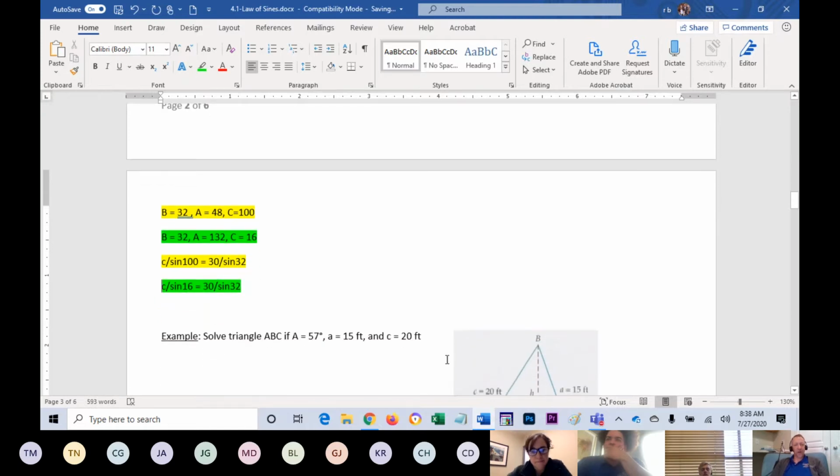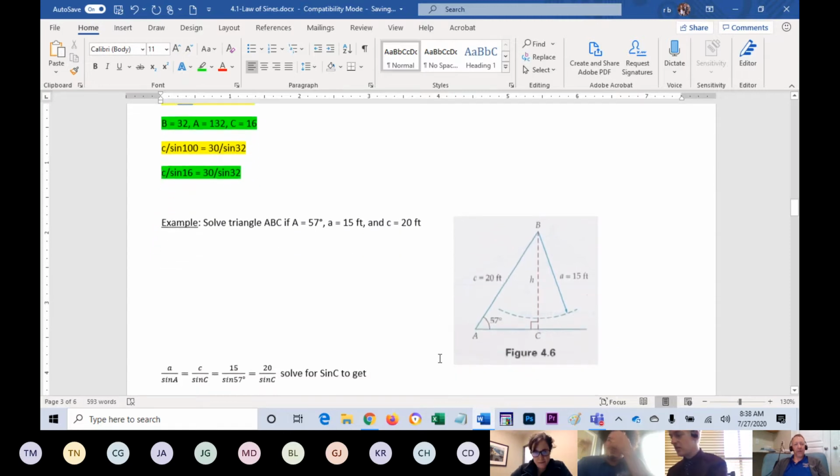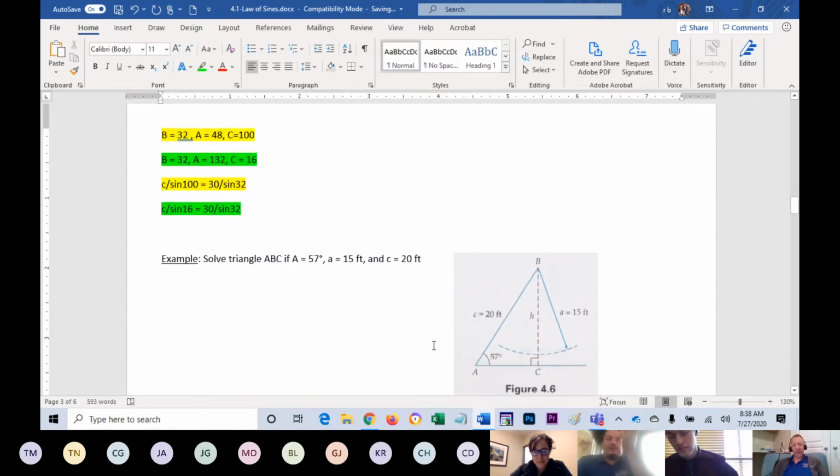Well done. All right. So now let's solve triangle ABC, if A is 57 degrees, a is 15 feet, and c is 20 feet.